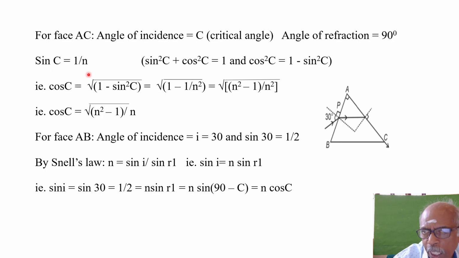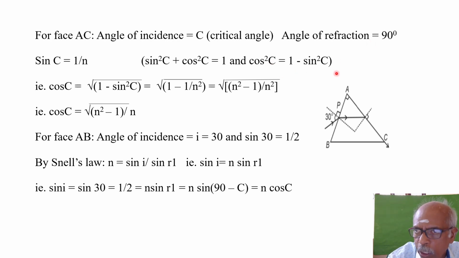You know one formula, sin squared theta plus cos squared theta is equal to 1. So sin squared C plus cos squared C is equal to 1. And cos squared C is equal to, you bring sin squared to the other side, 1 minus sin squared C, is it not? So cos C is equal to square root of 1 minus sin squared C.